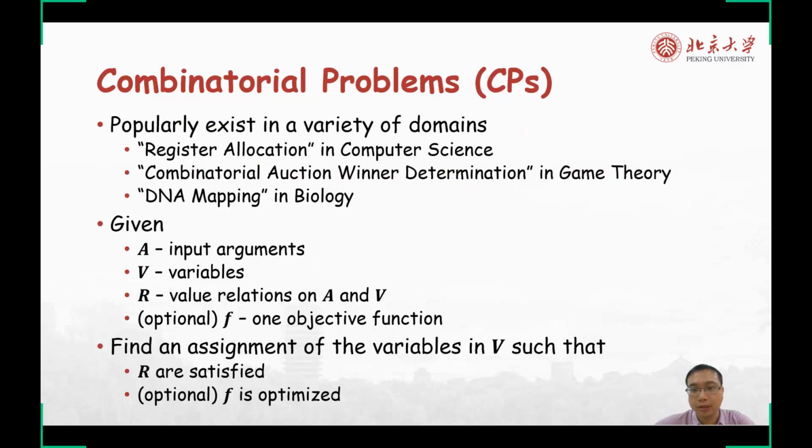A CP usually consists of input arguments, variables, relations, and 0 or 1 objective function. To solve such a problem, we need to find an assignment of variables such that all relations are satisfied and the output of the objective function is optimized.